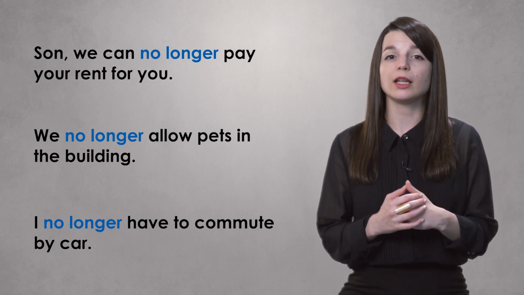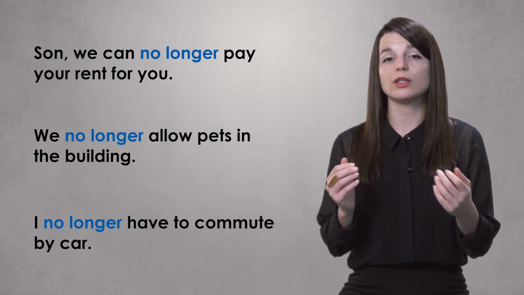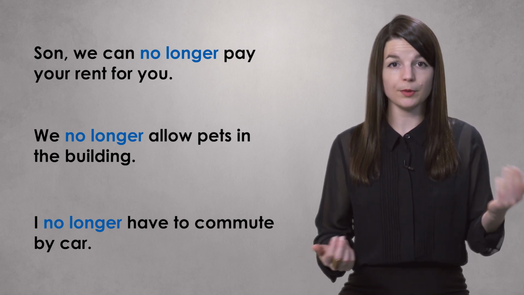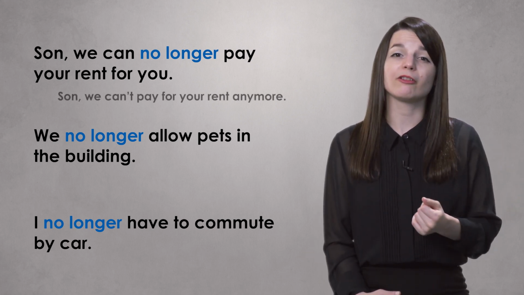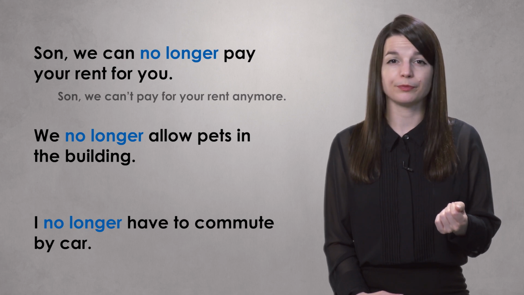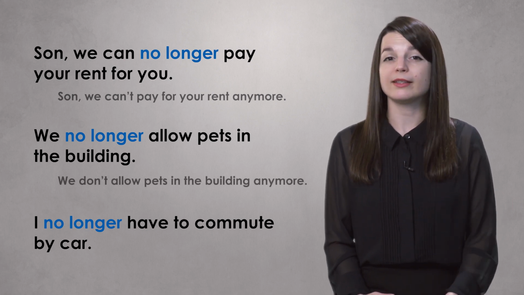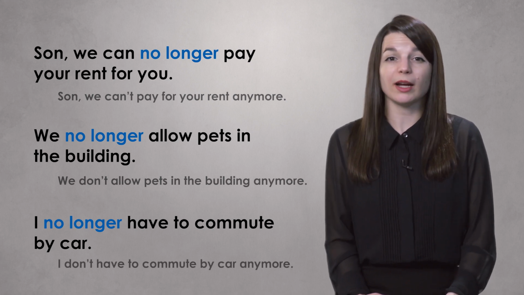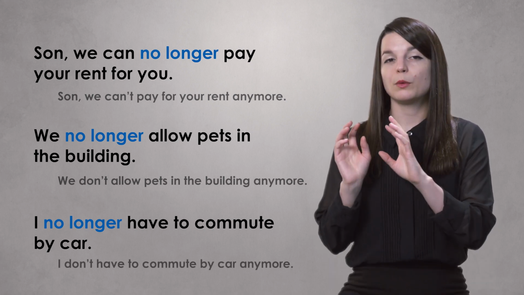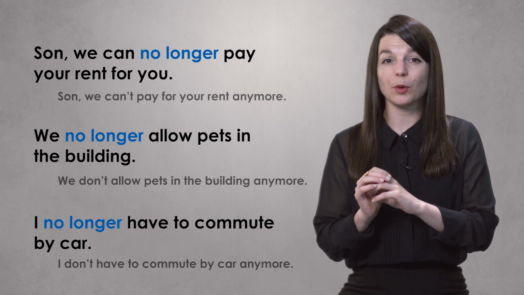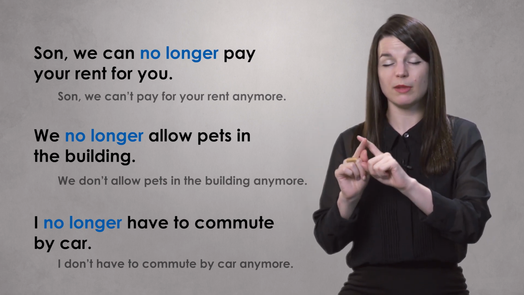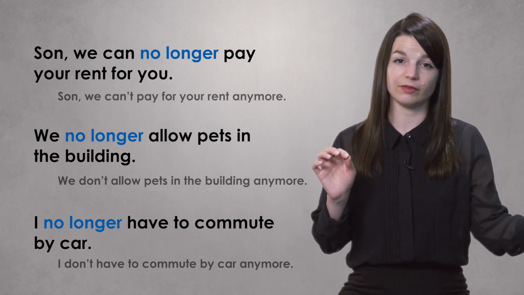Just keep in mind that if you want to change your sentence, you need to change the grammatical structure of your sentence. So, for example, son, we can't pay for your rent anymore. We don't allow pets in the building anymore. I don't have to commute by car anymore. So when you're using the anymore pattern, you'll notice that there's a negative that comes before the verb, and then anymore comes at the end of the sentence.